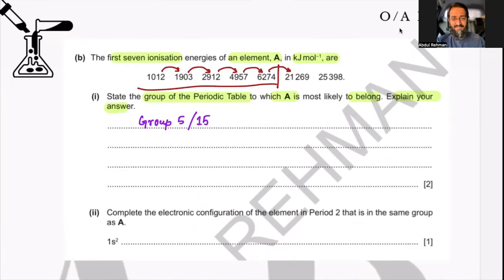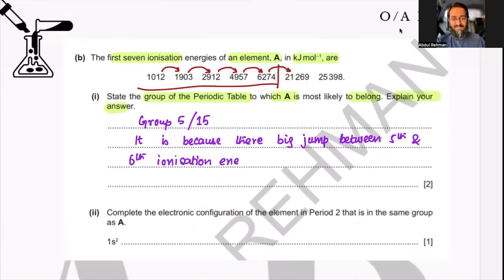And it is because there is a huge jump between the 5th and 6th ionization energies. I hope it's understandable.